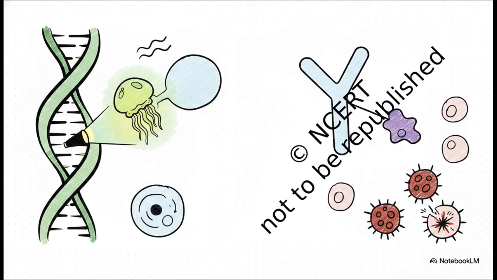On the left, we have green fluorescent protein, or GFP, illuminating a cell nucleus. It essentially acts as a molecular flashlight for researchers. On the right, we have a recombinant immunotoxin binding to a cancer cell. This is a custom-built biological assassin. We've combined the precise targeting of an antibody with the lethal payload of a toxin. It hunts down specific cancer cells and destroys them, completely ignoring your healthy cells.